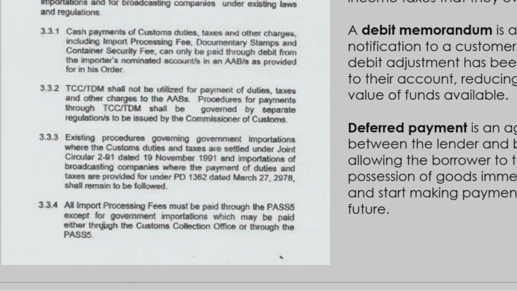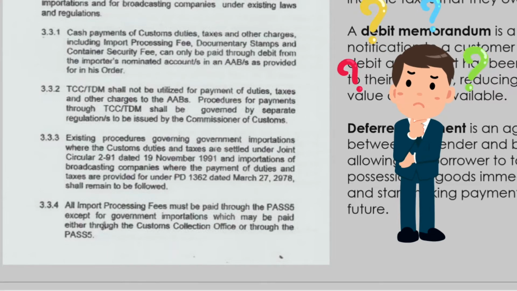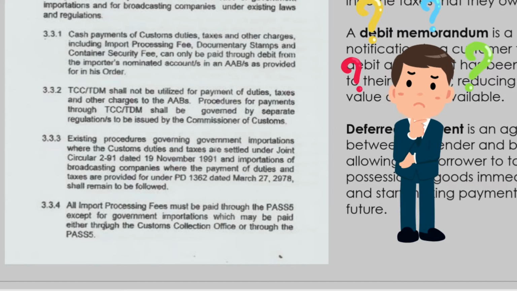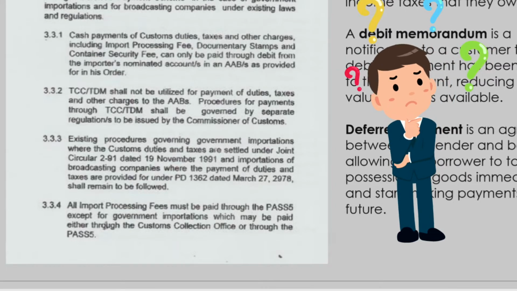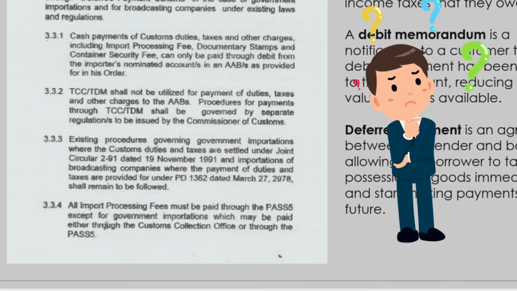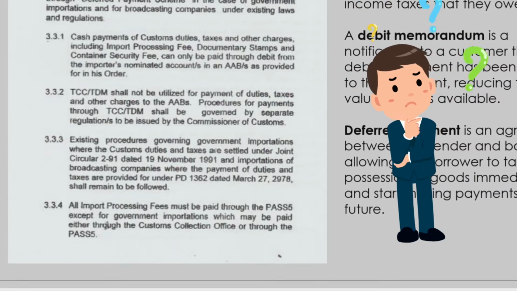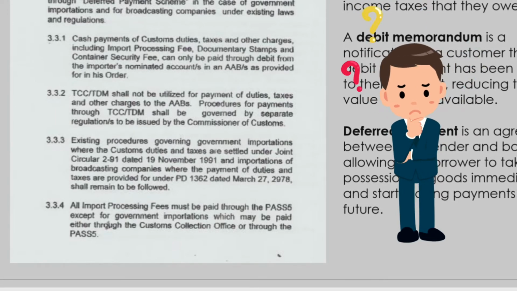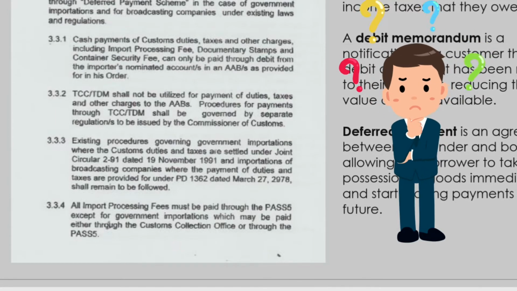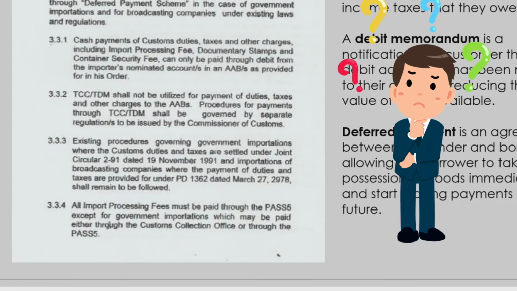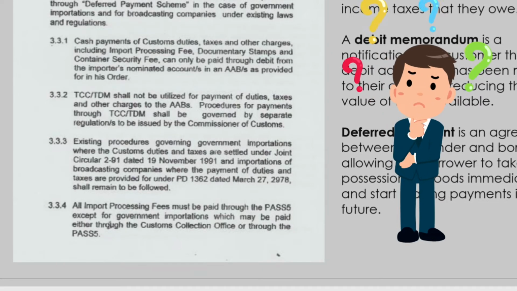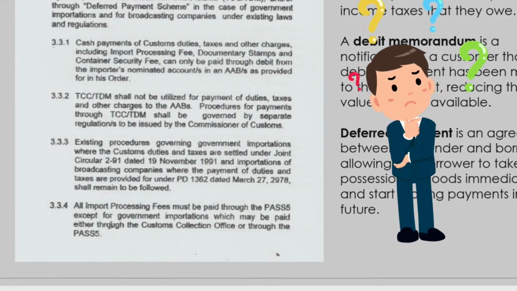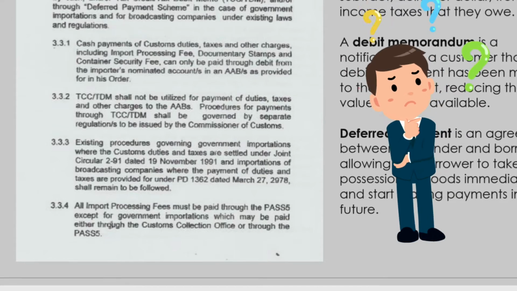Cash payment of customs duties, taxes, and other charges including import processing fee, documentary stamps, and container security fee can only be paid through debit from the importer's nominated accounts and in an authorized agent bank as provided for in this order. So all of these customs duties, taxes, and other charges shall be paid through the authorized agent bank. Okay, so you are going to have your account in the authorized agent bank to have funds for it to be capable of paying the duties and taxes and other charges that your shipment incurs.